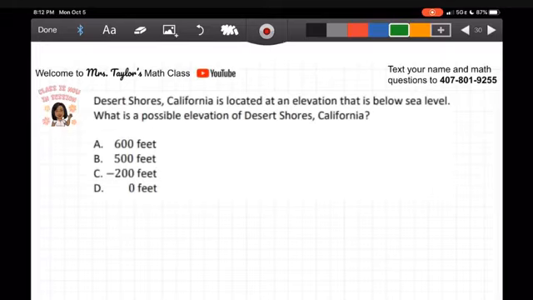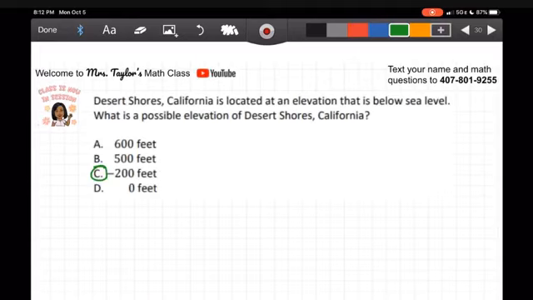It says Desert Shores, California is located at an elevation that is below sea level. What is a possible elevation for Desert Shores? Well, if you're going to be below sea level, you have to be a negative number. So this is our only choice. And so we're going to pick this. C is negative 200 feet.